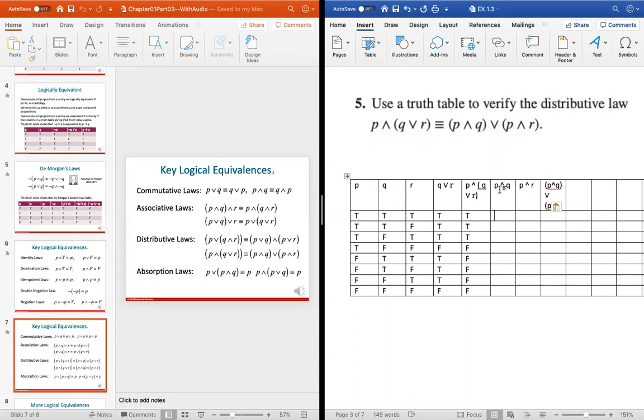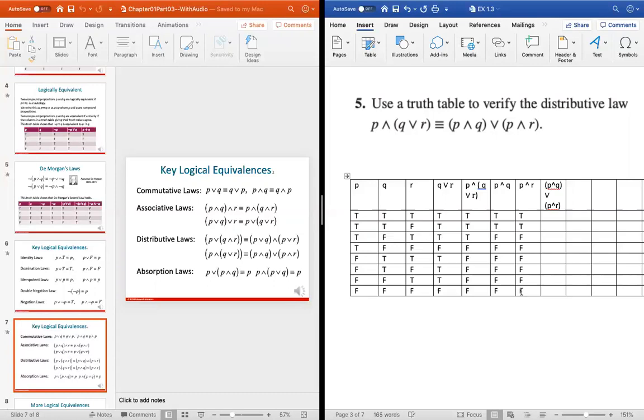Okay. Here we have this P and Q. So true and true is going to be true. And then we have this true and true, it's going to be true again. True and false is going to be false. True, false is false. False, true is false. False, false, false. And now we have this P and R over here. So this P and then this R. True and true is going to be true. True and true is going to be true. True, false is false. False, false, false, false, false.